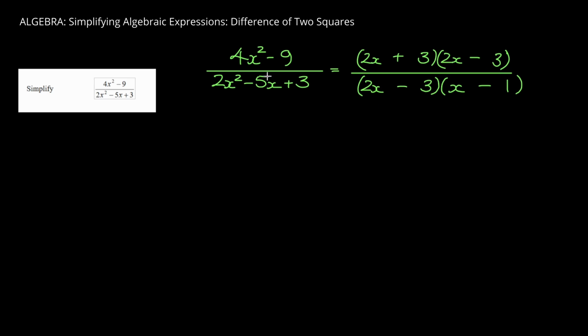And as promised, two of these terms indeed do cancel each other out, and we're left with the remaining term on the top, which is 2x plus 3, and the term on the bottom, x minus 1. And that is your answer.